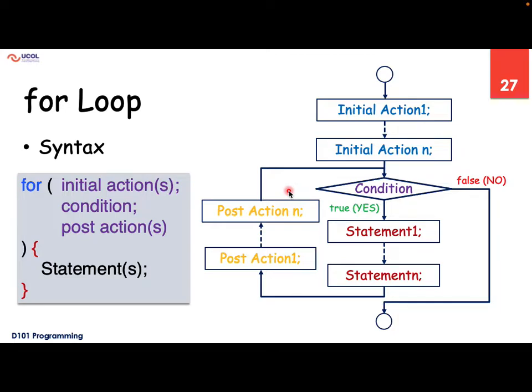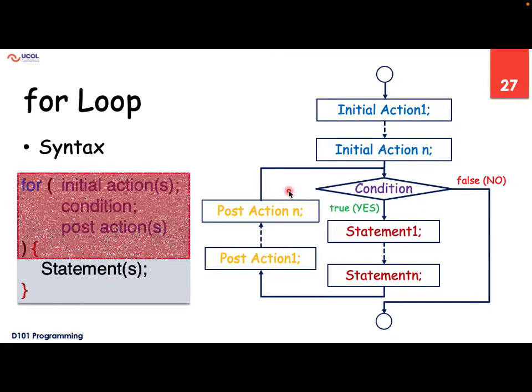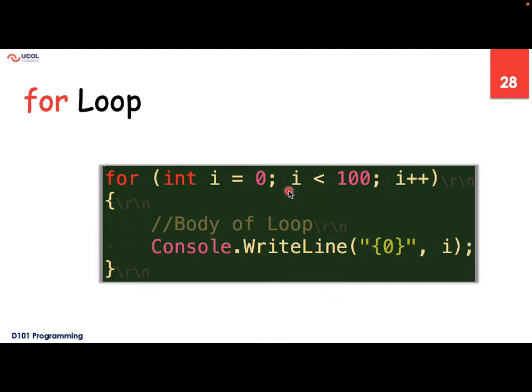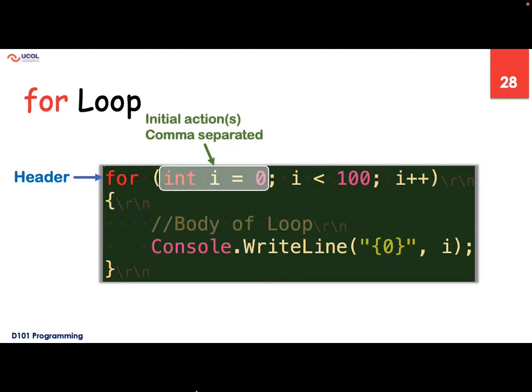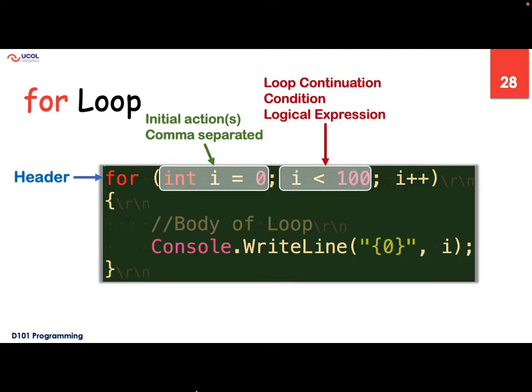So when we talk about the for loop, it actually consists of multiple things. This is the header, and then we have the loop. So we have the header. In the header we have the initial actions, then we have the condition, then we have the post actions.